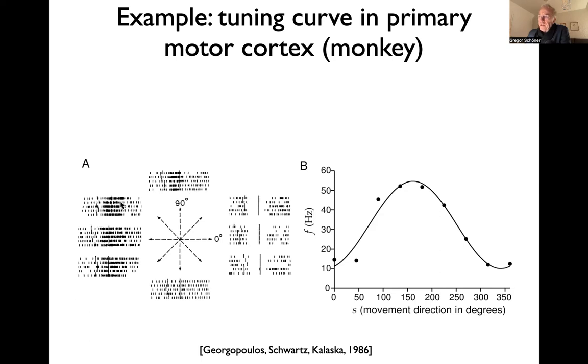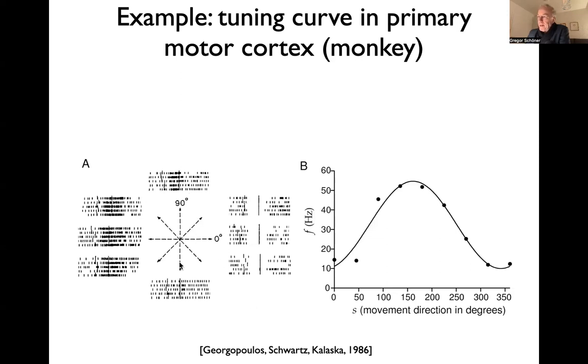And what you see here is that there are directions of movement. Each rasterogram is plotted here at the location that reflects the direction in which this movement occurred. You see that these movements here elicit much more firing from this neuron than these directions. In fact, you see these directions here have a suppression of the firing rate over the spontaneous background activity of the neuron. So it's actually inhibited over its spontaneous firing rate.